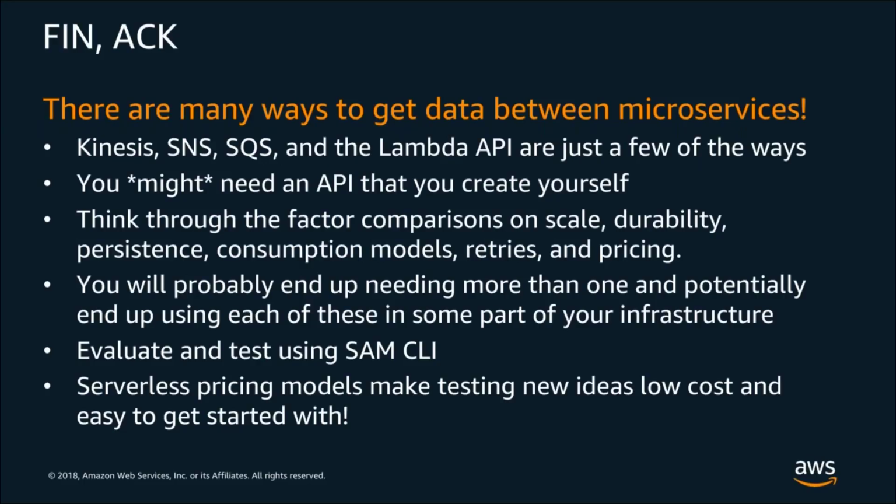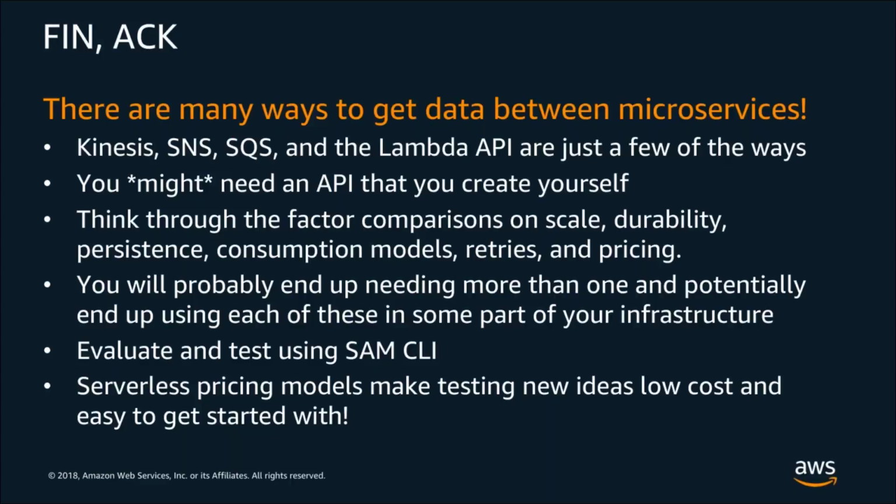So in closing today, there are a lot of different ways to get data between your microservices. We've talked about here today Kinesis, SNS, SQS, and the Lambda API being just a couple of ways. Now, we didn't really talk too much about traditional APIs that you might need to build yourself, but you might need one in some cases.